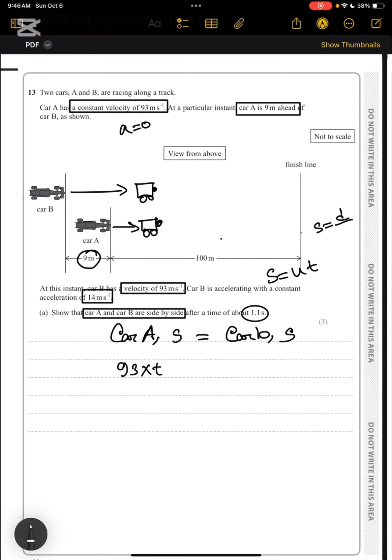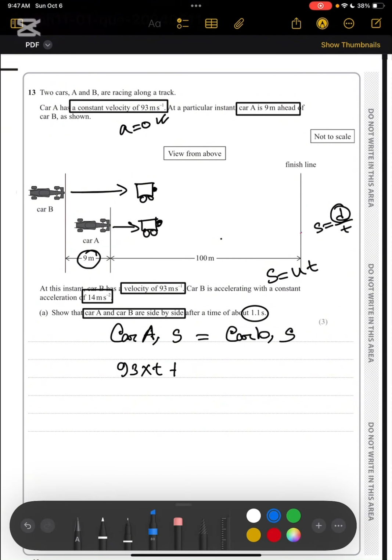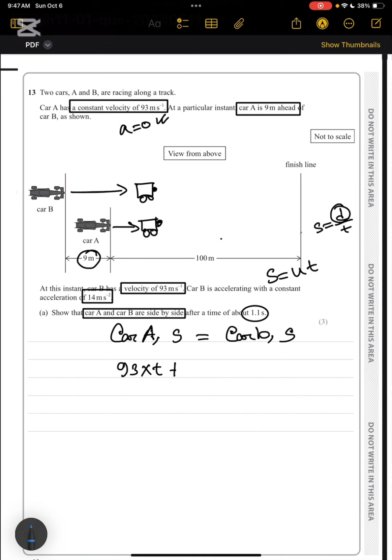Speed is equal to distance divided by time, so the displacement will be speed into time. So this was the speed and the time we have to find out, plus this 9 meter. We have to add 9 meter. In terms of car B, it has a velocity and it also has an acceleration. We will use the formula S is equal to ut plus half at squared, which will be 93t plus half into 14t squared.